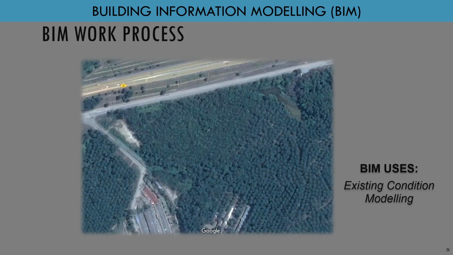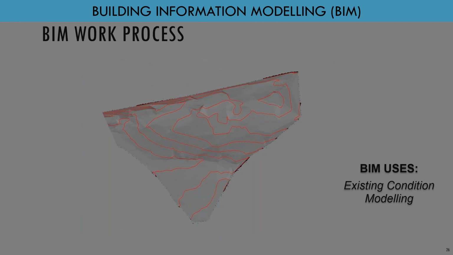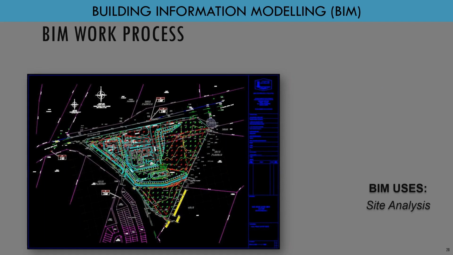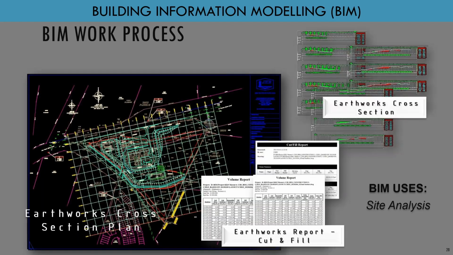So we start with the existing condition model. When we get the survey plan from the surveyor, the civil will get the survey plan, and they need to develop the 3D model. In JKR we are using Civil 3D to develop the survey model. We call it existing condition modeling. By this survey plan, the civil can analyze the contour, the slope, the water flow, and the platform. We call it site analysis. And then from there, we can come up with our cut and fill work reports.